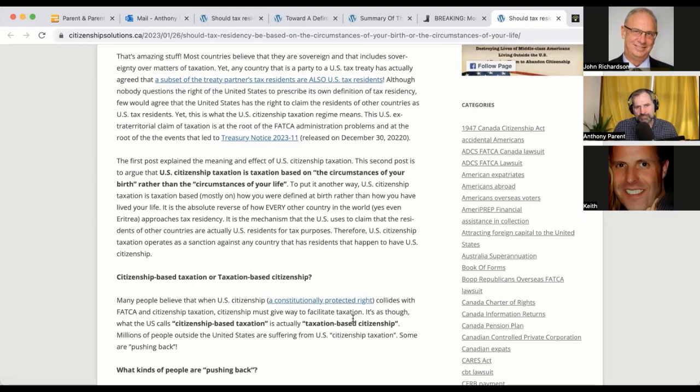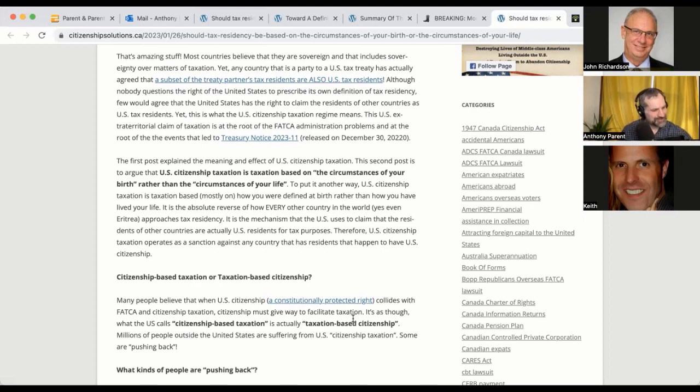The rest of the world is operating on the basis of tax residency that's circumstances of life. Where do you live? So I think a very good way to define what citizenship taxation really is: the circumstances of your birth determine your tax residency for life.